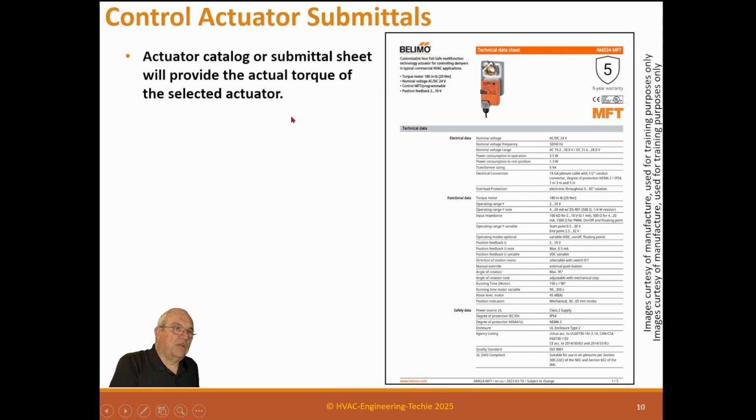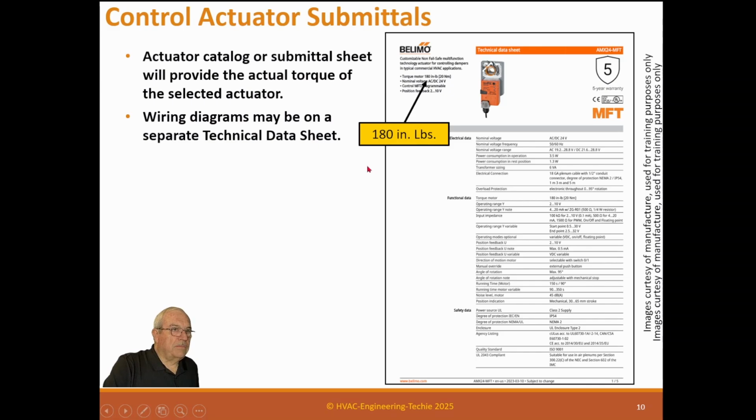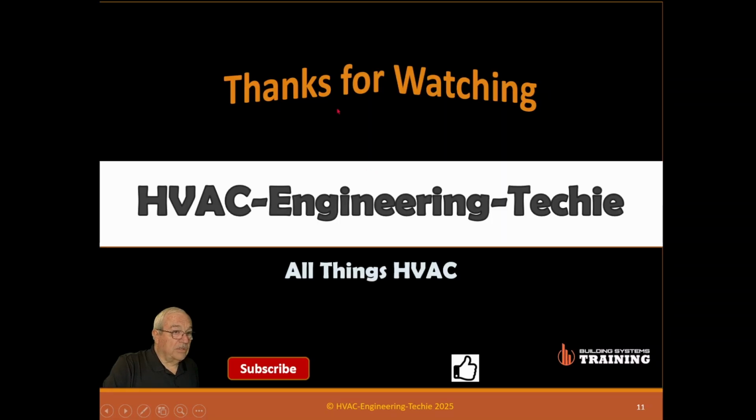The control actuator catalog or submittal sheet will provide the actual torque of the selected actuator. This is the actuator data that will tell you what the torque is. And that's all you need to know to be able to select an actuator for your calculated torque. This one's 180 pounds. Wiring diagrams may be in a separate technical data sheet, but they'll be there.